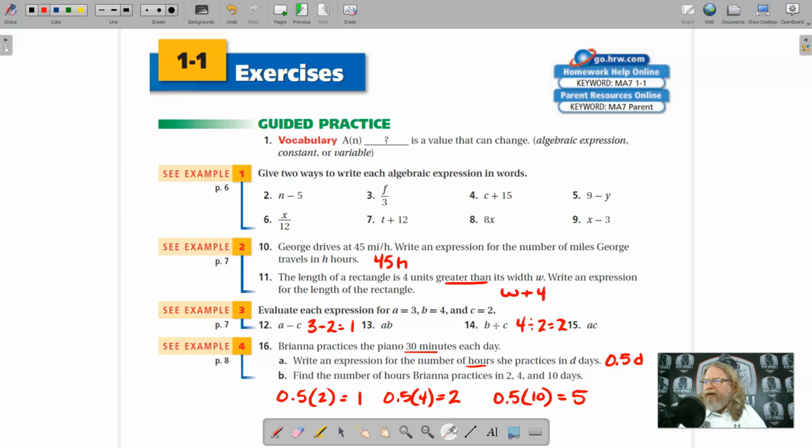And notice how I used parentheses for where days was at, and then left the 0.5 without parentheses. Still, it works out fine that way, because myself or anybody who looked at this would recognize that this means 0.5 times 2, even though there is the absence of an operation symbol.